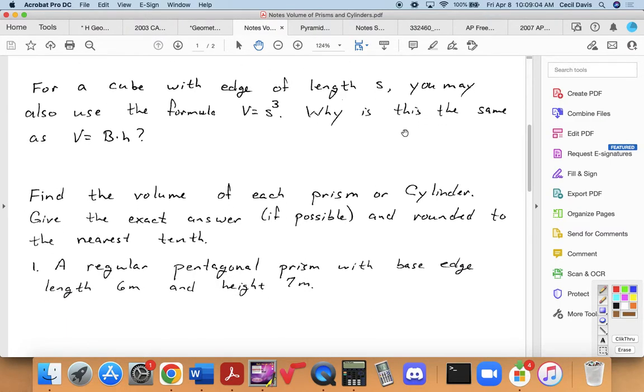All right. So what about for a cube? Now this one I do occasionally use. The formula for a volume of a cube, where the edge for every edge is s, is s cubed. Why does that work? Well, the area of the base is going to be s times s, which is s squared. Then I multiply that by the height. S squared times s is s cubed.